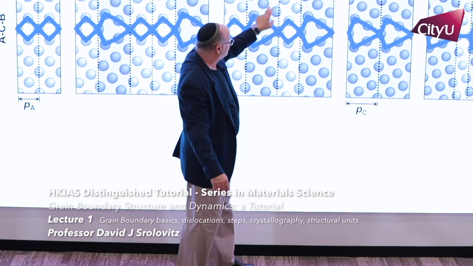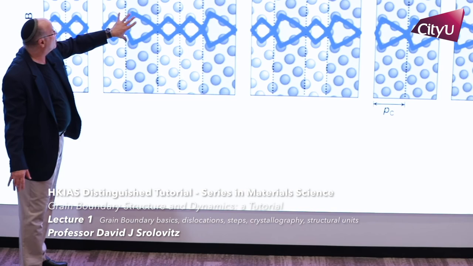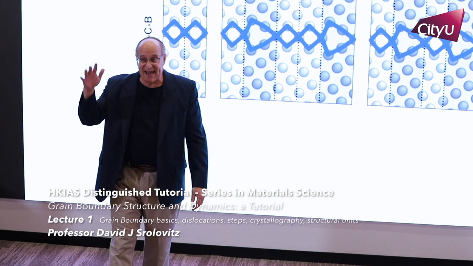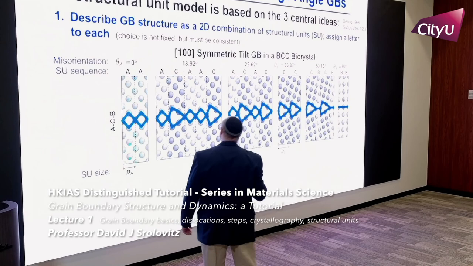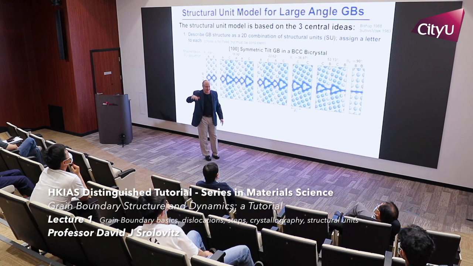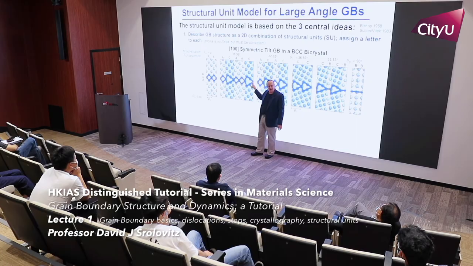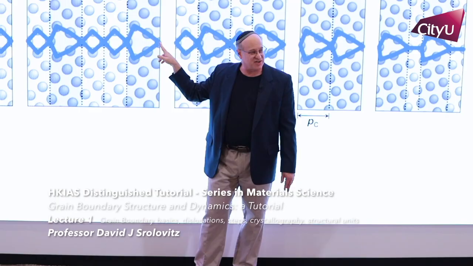Now, if I go to another angle, which is closer to zero, then it is the 36.87. Again, I have A units and C units. But now it goes AAC, AAC, etc. Okay? If I went to 10 degrees, it would go AAAAAC, AAAAAC, etc. Okay? So these units here are basically playing the role, just like those edge dislocations.